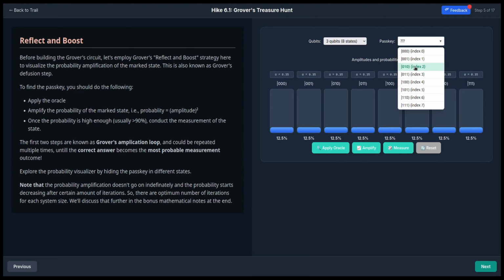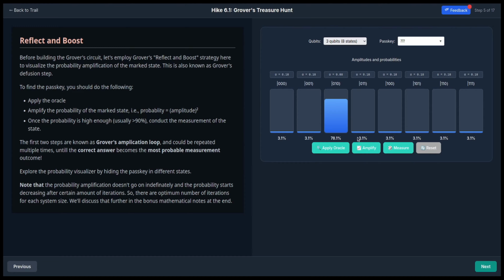And let's assume that we do not know which chest is the solution. All we have are these 8 states and an oracle as a solution tester. When we apply the oracle, the solution state is marked internally, as seen by this sign flip. This phase flip state is then amplified using Grover's amplification circuit.